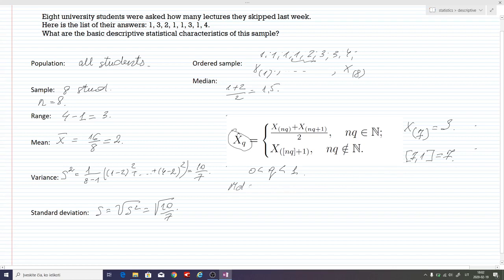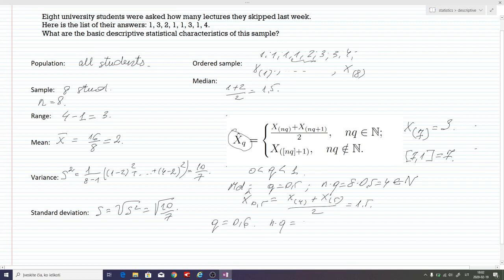As the median is just a quantile of the level 0.5, we can compute it again using this formula now. N times q for the median is equal to 4, and it is an integer number, so we are in the first case of the formula. So the median is obtained as the mean value of the 4th and the 5th value from the ordered sample, which is 1.5 again.